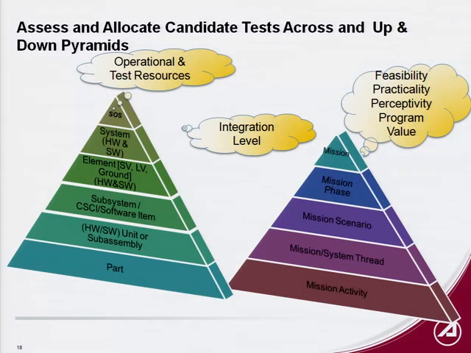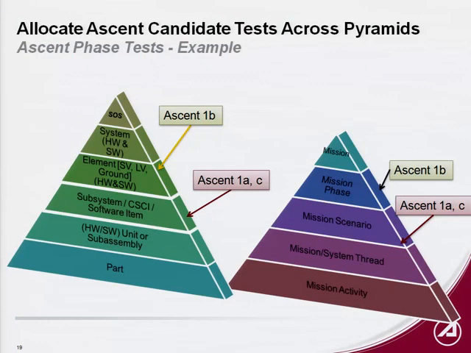So you have to balance out what you're going to do where, and how much of the timeline you're going to do. Those are the kind of decisions that you make for assessing and allocating. So you might take that Ascent test and do it at the vehicle level, and you might do a different Ascent case at the software level. You might do the same one just to make sure that it works. And you might do a part of the mission phase.